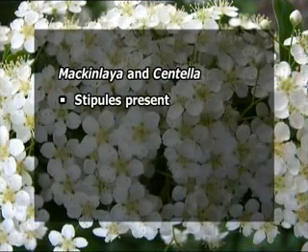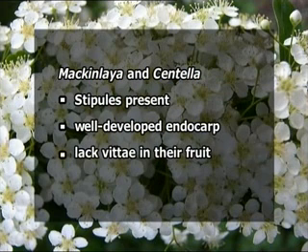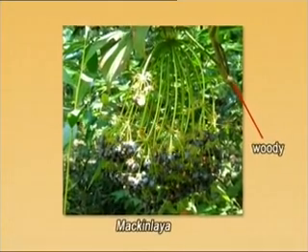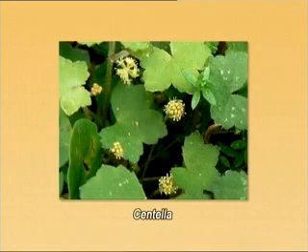At the same time, some genera like Mackinlaya and Centella are anomalous. Both the genera have stipules and a well-developed endocarp, but they lack oil cavities, that is the vittae, in their fruit. Nevertheless, Mackinlaya is a woody genus and is similar to Apiaceae in many features, while the related genus Centella is herbaceous and has a schizocarpic fruit.